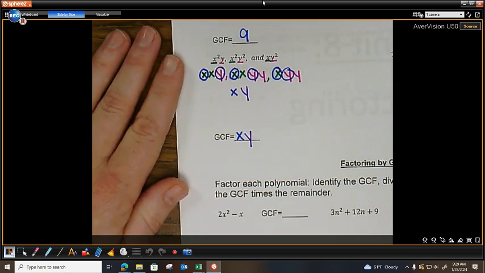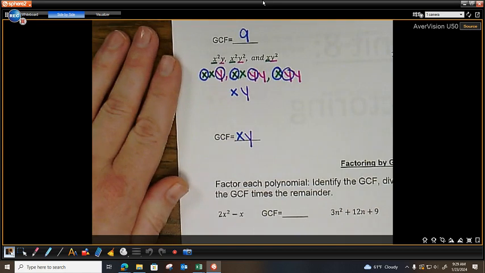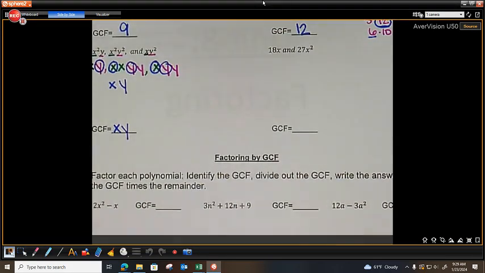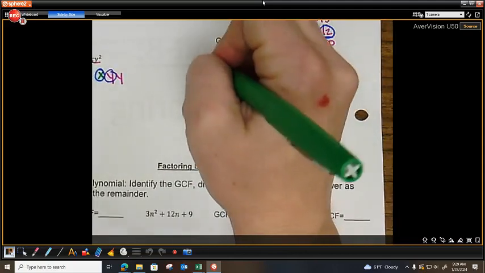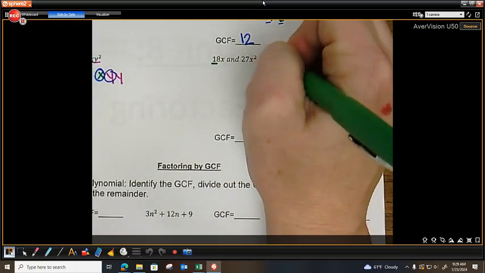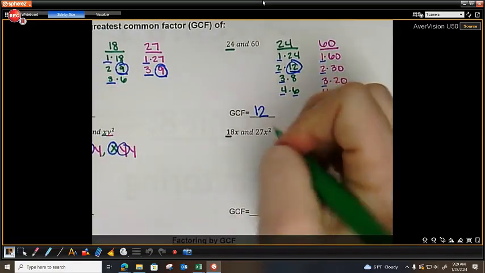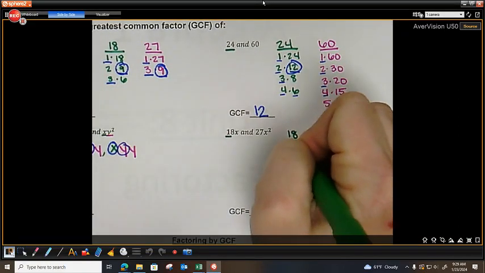Okay? We good? So we did numbers and we did variables. What do you think our next option is? Numbers with variables. Well, how are we going to do that? We're going to pretend our numbers don't have the variables, and we're just going to look at the numbers. So 18. If you're resourceful, we already listed out factor pairs of 18. Right, Patrick?